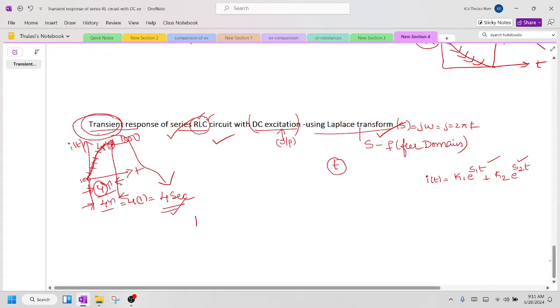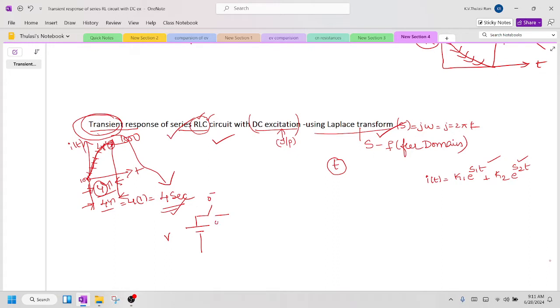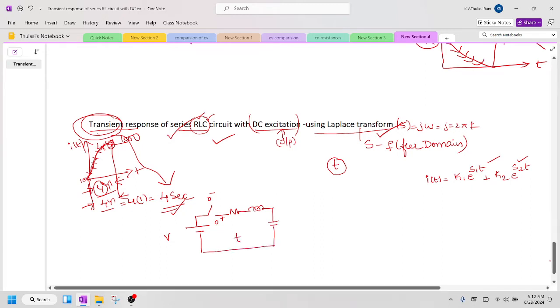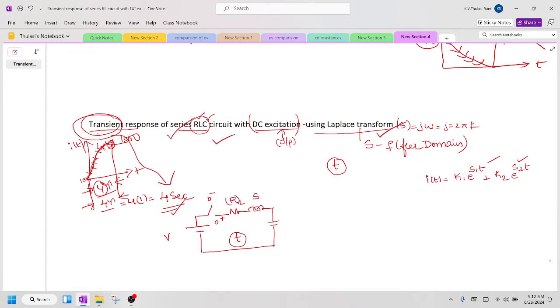Coming to the derivation, we are going to have a voltage source V and a switch, which is open at t minus and closes at t plus. Then we have a resistor, an inductor, and a capacitor. So this is in which domain? Time domain. Here the resistance is R ohm, the inductor is L Henry, and the capacitor is C farad. You can use the time domain method, which is a lengthy process.